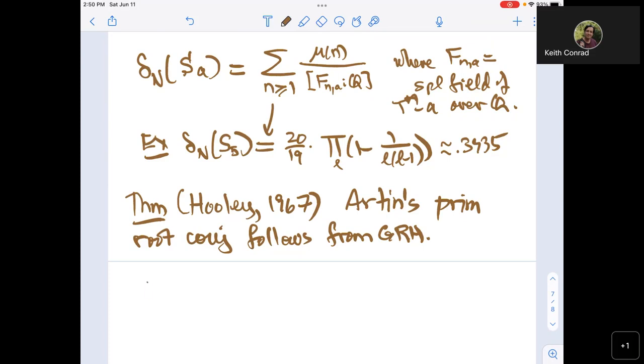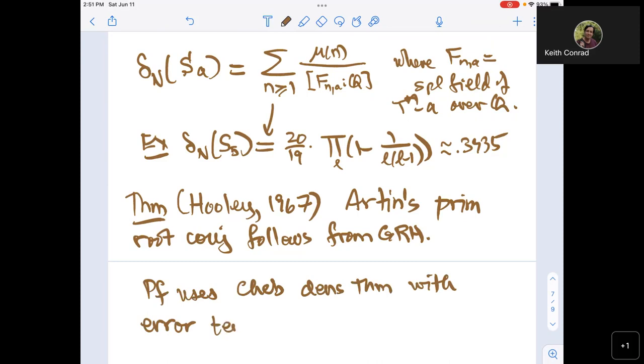And I will just say that the proof uses the Chebotarev density theorem with error term, for similar reasons, similar but more subtle reasons, as the example that I gave before. For Chebotarev, if you want to do the primitive root conjecture for A, you have to use the Chebotarev density theorem for the splitting fields of all the T to the n minus A fields, well, at least when n is square free.